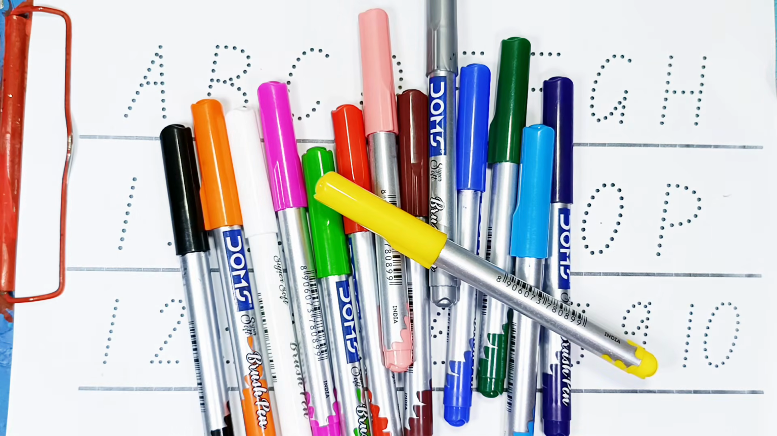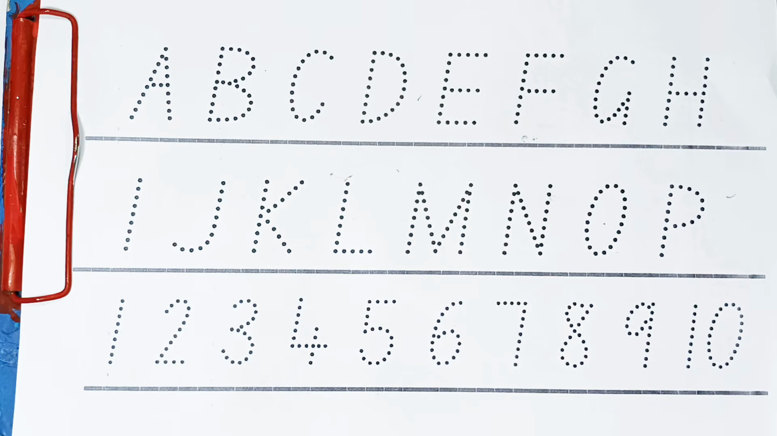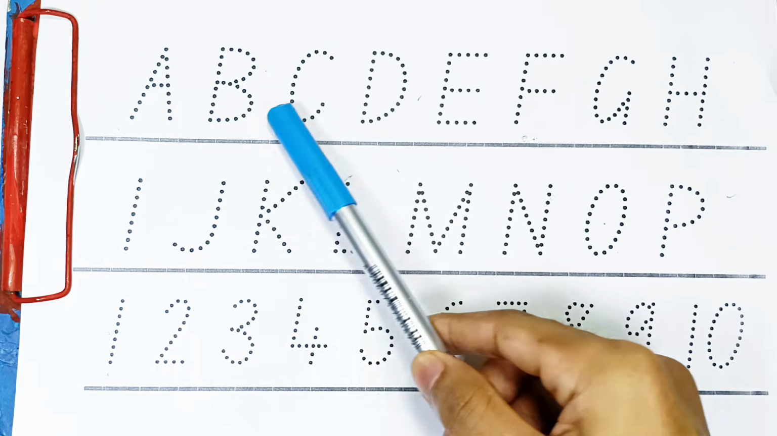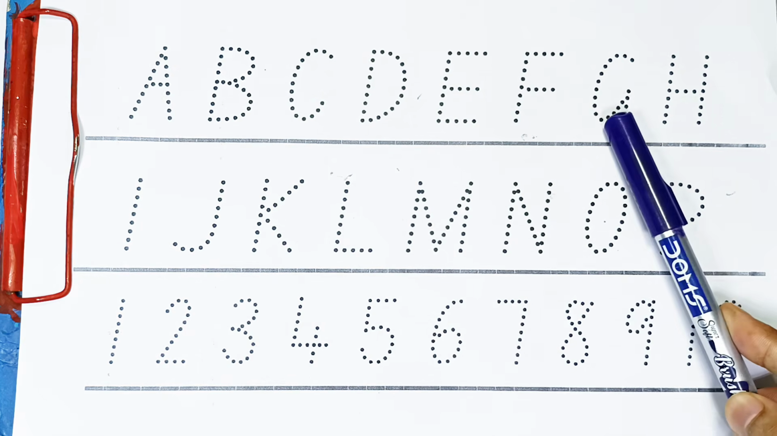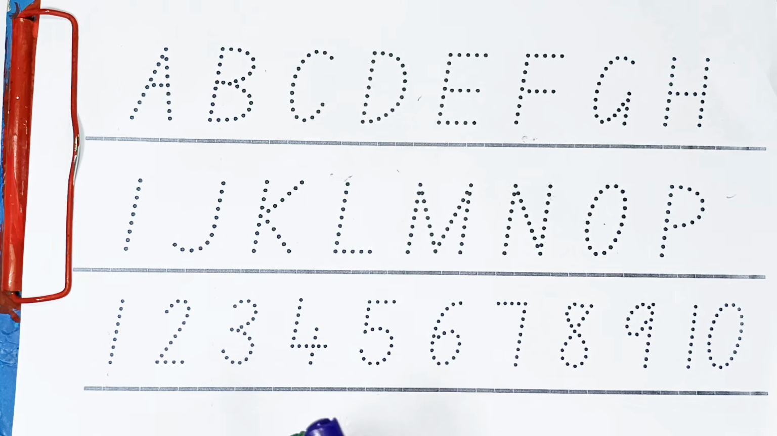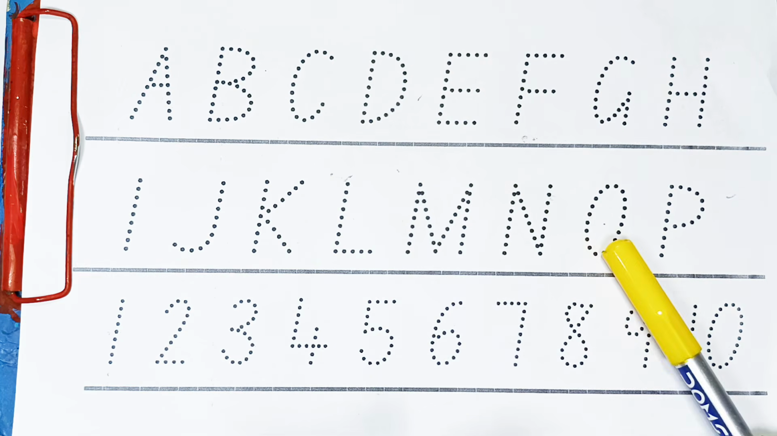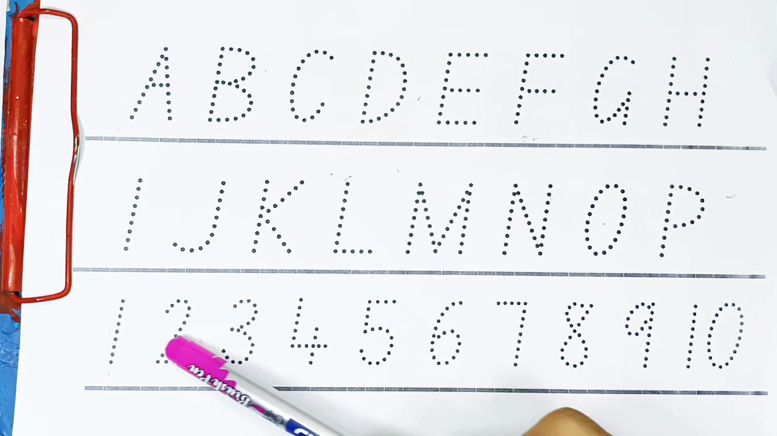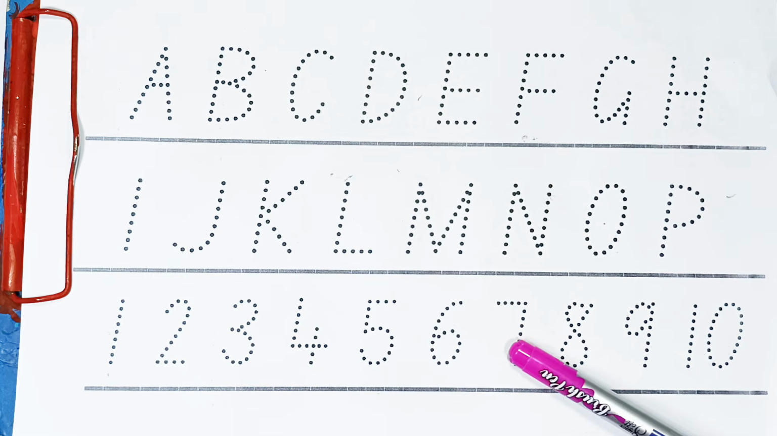Today we're writing capital letter alphabets and numbers. Stay with us. A, B, C, D, and the next one is E, F, G, H, I, J, K, L, M, N, O, P. The next one is numbers. 1, 2, 3, 4, 5, 6, 7, 8, 9, and the last one is 10. Now we're writing alphabets and numbers.